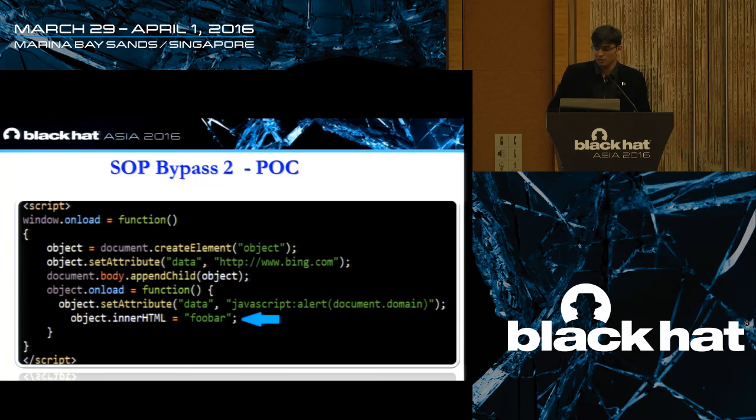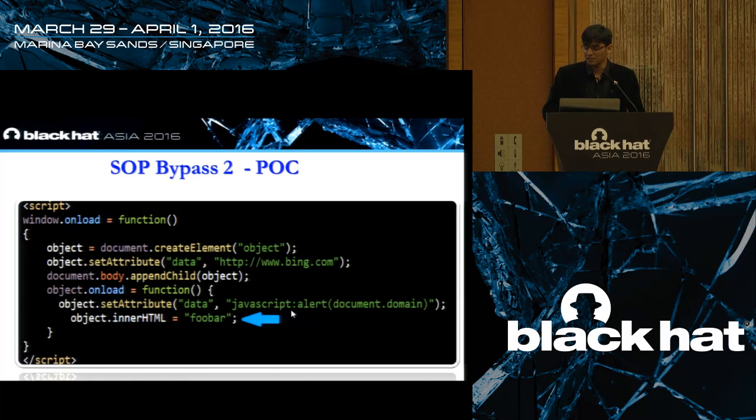This was a second same origin policy bypass that was found in WebView. So what we are doing in this code is creating an element, an object tag, and object is used for embedding different objects into a web page, such as SWF, PDF, and so forth. Then we set the data attribute to Bing.com. And we say object onload this function, and upon the onload handler, we switch the data attribute to JavaScript alert document.domain. And then we set the inner HTML property to foobar.